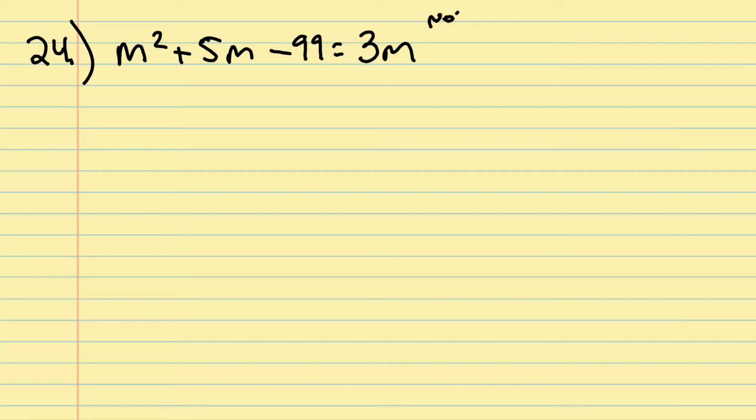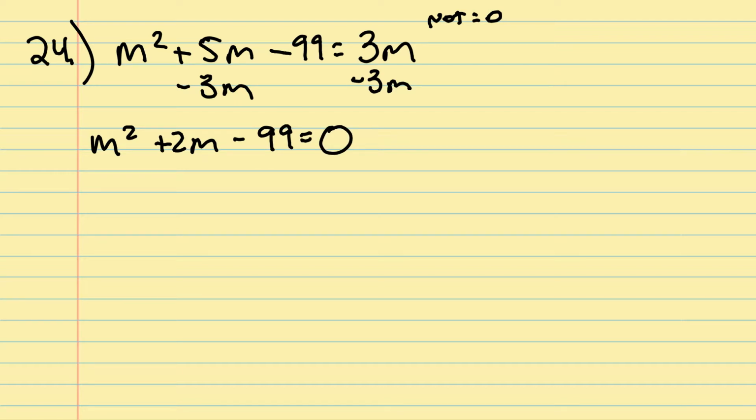Alright, once again, this is not equal to 0. So I have to make it equal 0 by subtracting 3m from both sides. I'm going to get m squared plus 2m minus 99 equals 0. So now I have a equals 1, b equals 2, c equals negative 99.